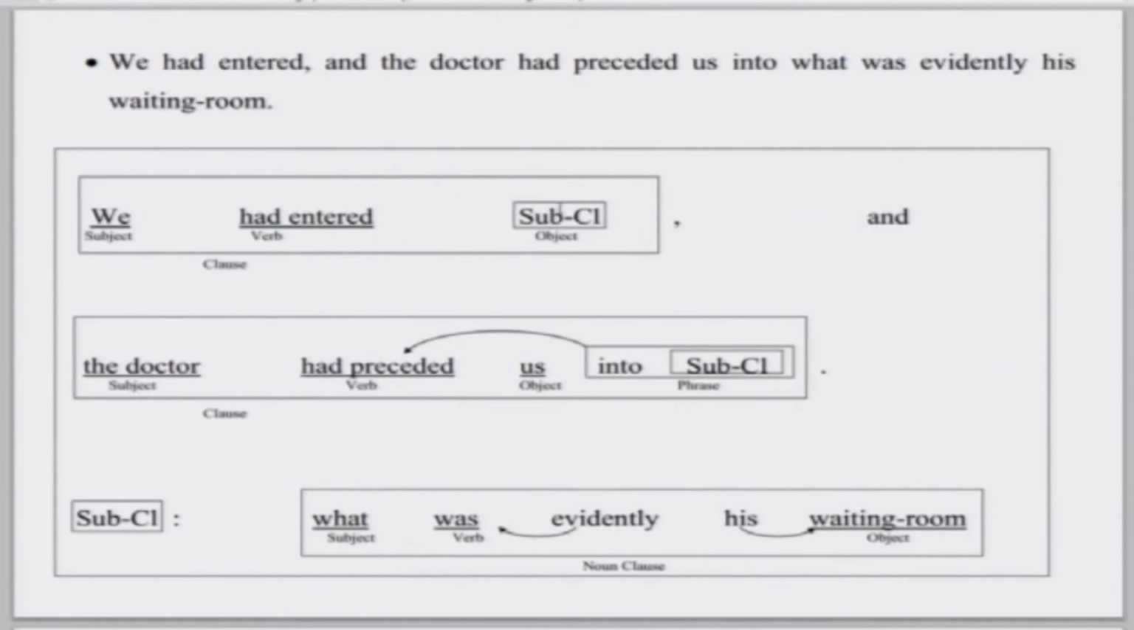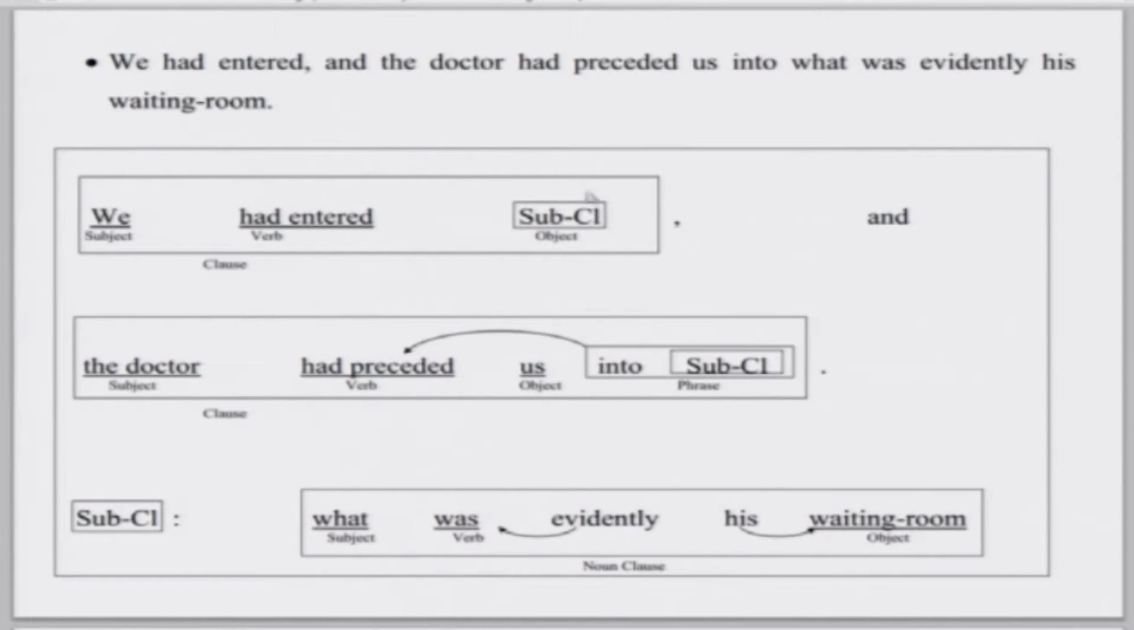So, here we had entered this thing, what was evidently his waiting room, and the doctor had preceded us into the same thing. So, these are the two coordinating clauses in this otherwise compound looking sentence. We had entered what was evidently his waiting room, and the doctor had preceded us into it. So, you see, for enter you do not need into. So, this into is coming only for the second case. So, you enter a place, you basically go into it or you come into it.